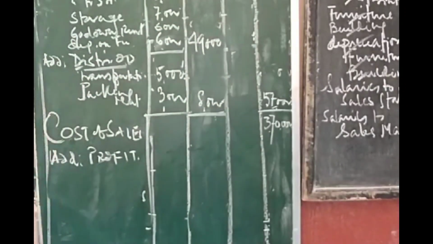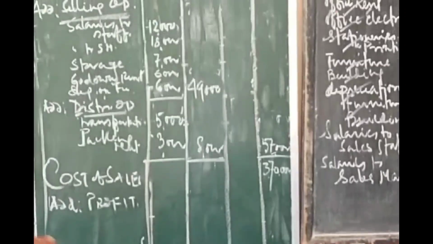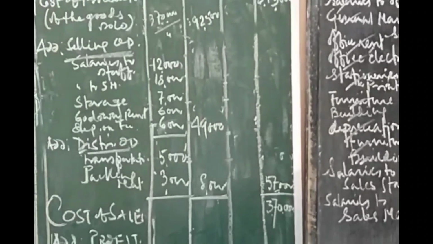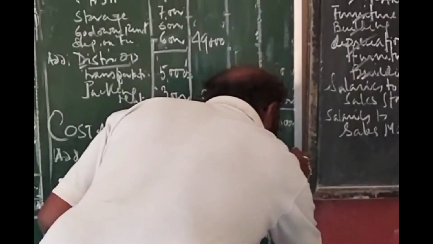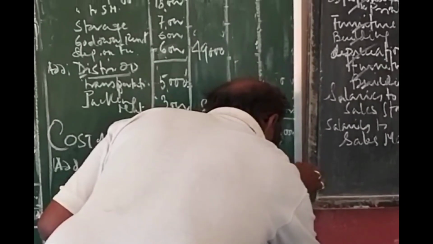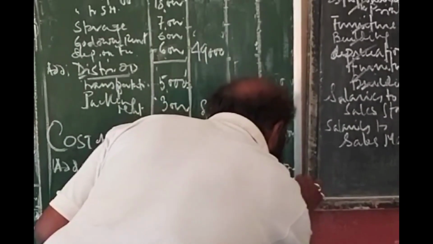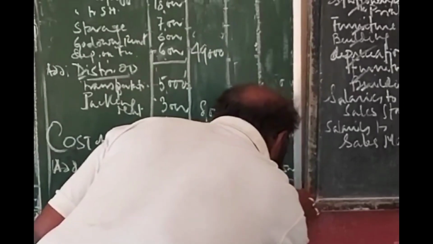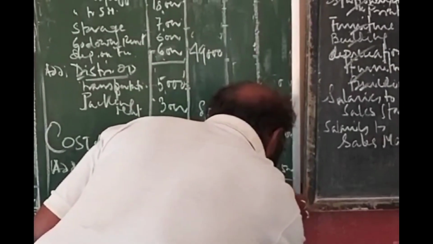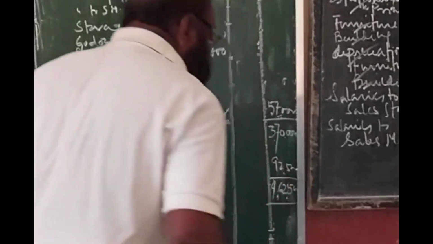Is it? Huh? 92,500. So we add 92,000. 92,500. So it is 1,02,64.